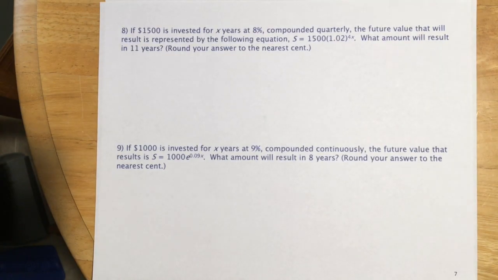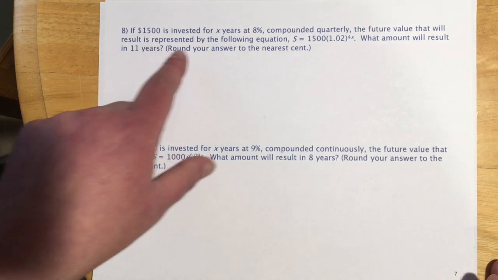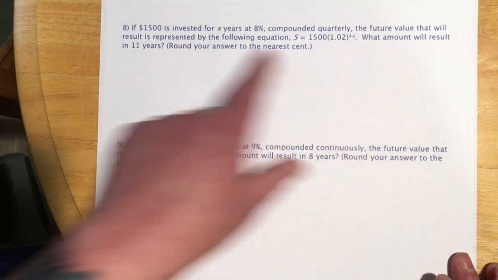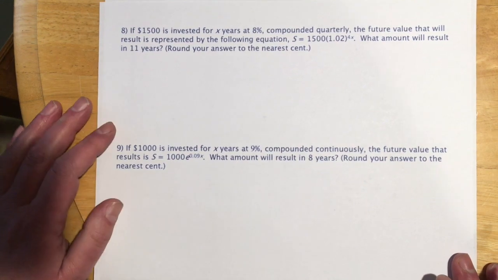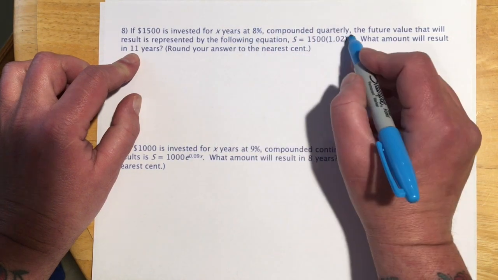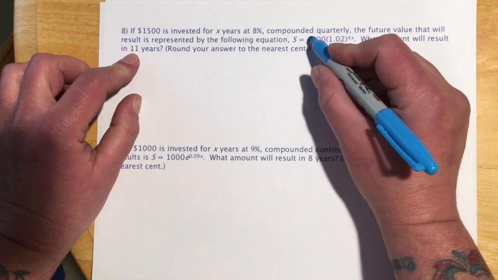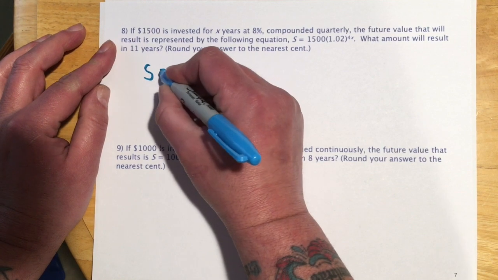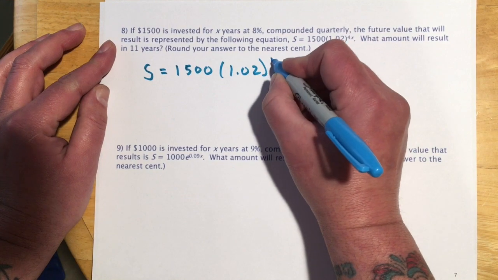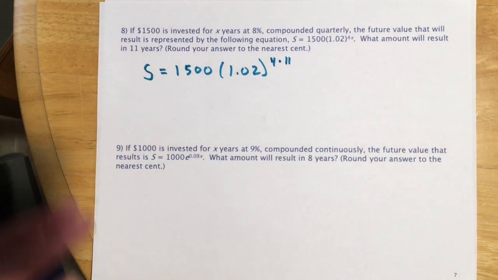And then these last two are very plug and chug, so it's really about making friends with the calculator. So $1,500 is invested for X years at 8% compounded quarterly. The future value that will result is represented by this equation, where S is going to be our future value. What amount will result in 11 years? Round your answer to the nearest cent. So basically, this is our future value, and they're telling us that the X is the years. So we're going to just plug the 11 in right there, and let the calculator do most of the work on this question. So 1,500, 1.02, and then to the 4 times 11.